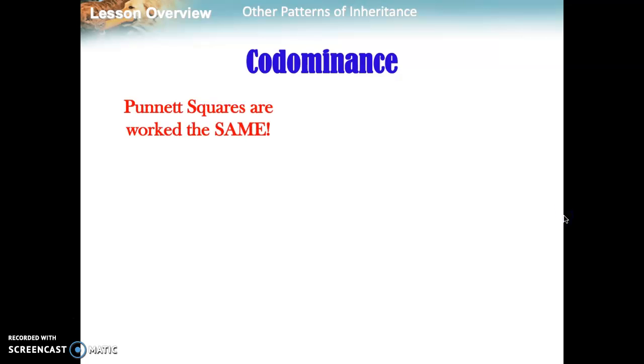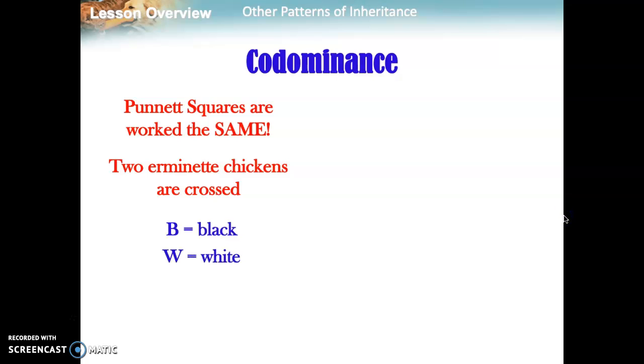Punnett squares work exactly the same. So we have two erminette chickens. If you remember, those are your black and white chickens. So big B for black, a big W for white. Again, two different capital letters because of codominance. Both chickens are erminette, or black with white specks, so we get a big B and a big W.